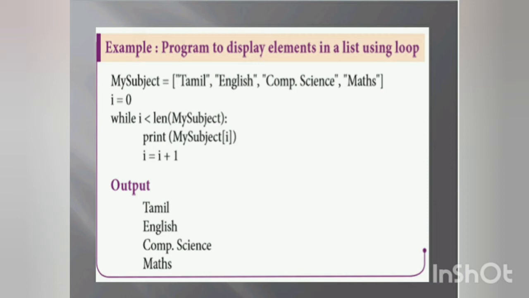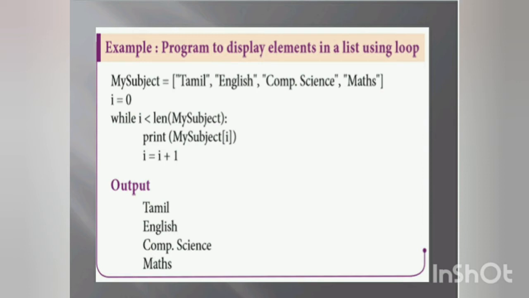Now what is the length of mysubject? 1, 2, 3, 4, right? So instead of len of mysubject, the 4 will be substituted when len of mysubject executes. So the while loop will check the condition i is lesser than 4. Till the condition becomes false, the print statement will execute, printing the mysubject value at the ith position. After that, the i value will get incremented. Now see how it works.